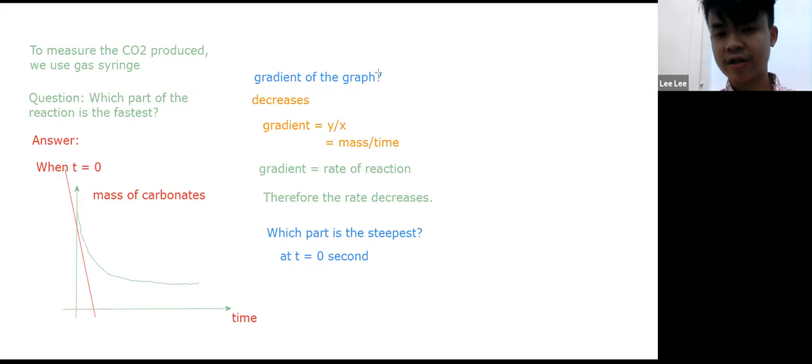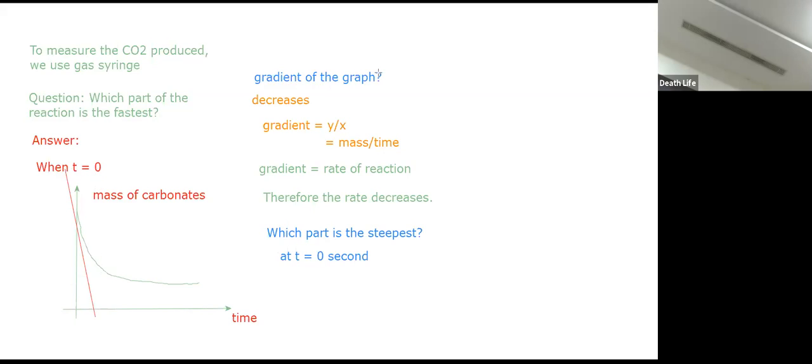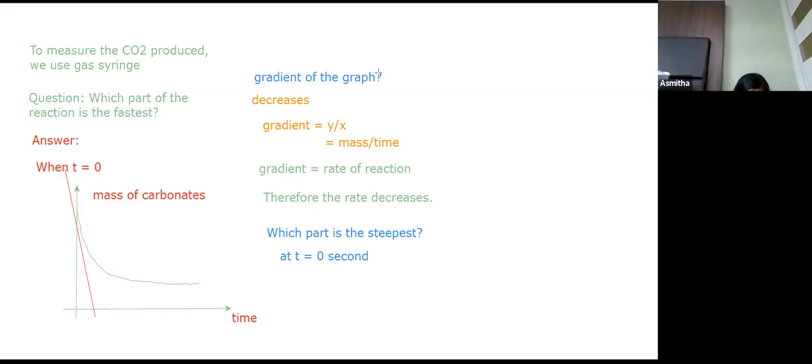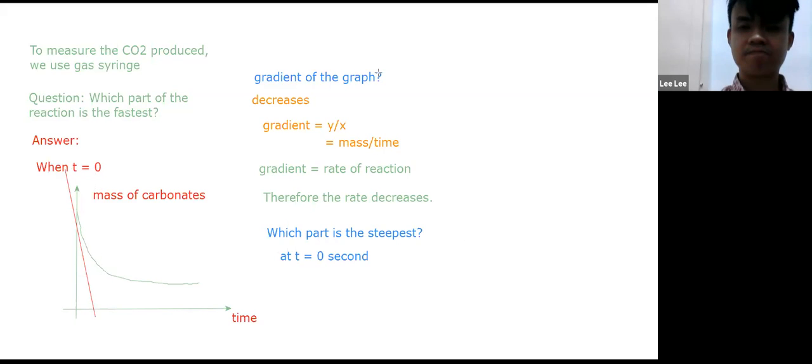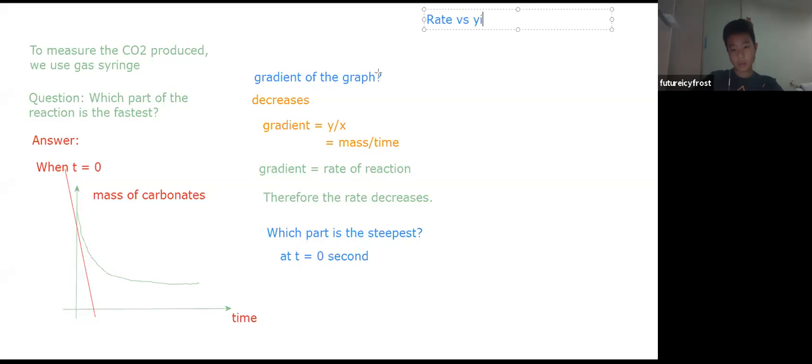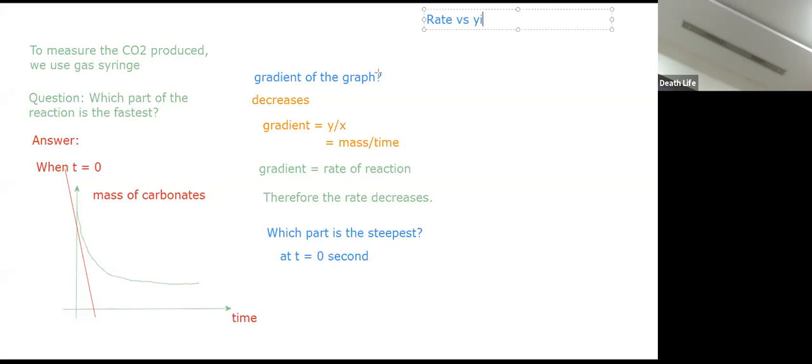Do you understand until here? Yes. Ever heard the terms exo and endo? Yep. The difference between rate and yield? Rate is the speed. Yield is the amount.